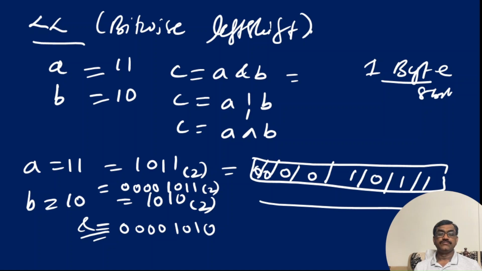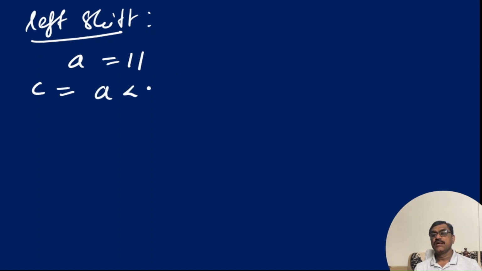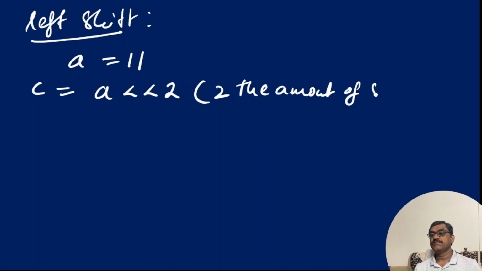Now we will see the left shift operator. Now how to perform this left shift operation? We have taken A equals 11. Now we are saying that C equals A left shift 2. So here 2 indicates the amount of shift.